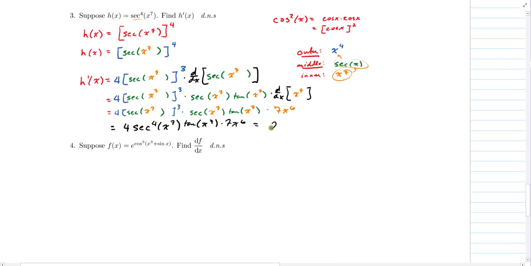Let's do that. That'd be 28x to the 6th secant to the 4th of x to the 7th times the tangent of x to the 7th. That is definitely quite a mess to clean up. And by the way, folks, I would have been perfectly happy parking your answer right here. It said do not simplify, and you've taken all the derivatives. But I just want to show you, if somebody said this was the answer, you'd have to compute the work on your own, maybe stopping here, but then recognize that you could get all the way to the end.